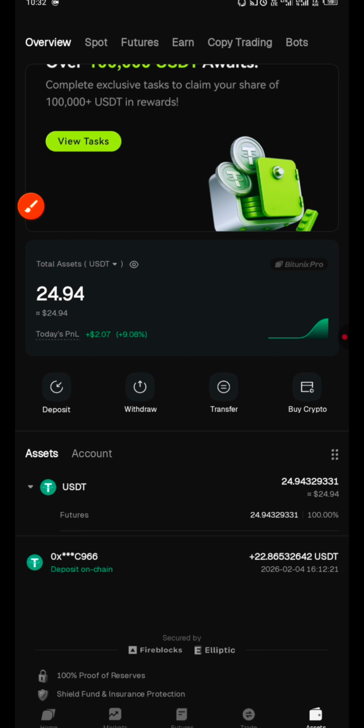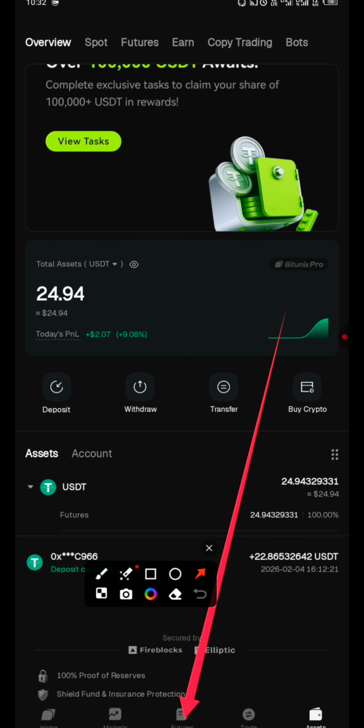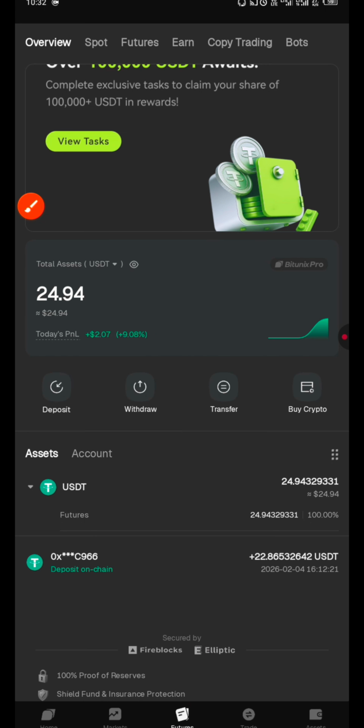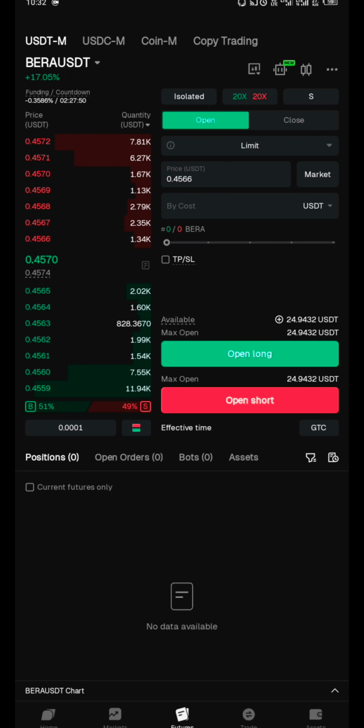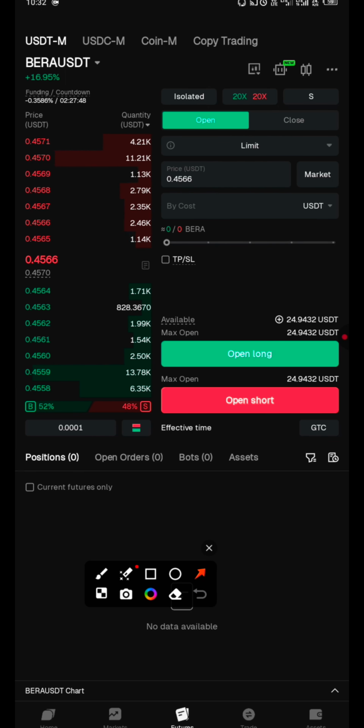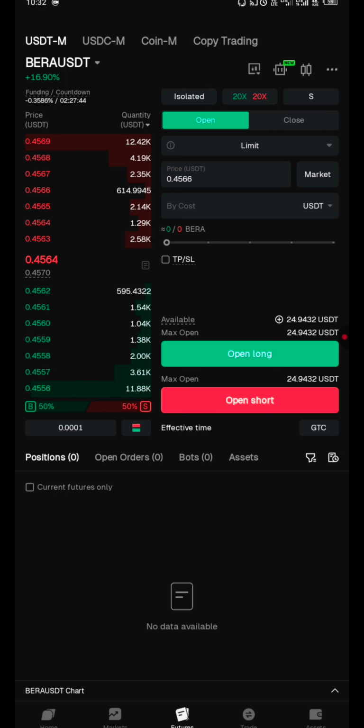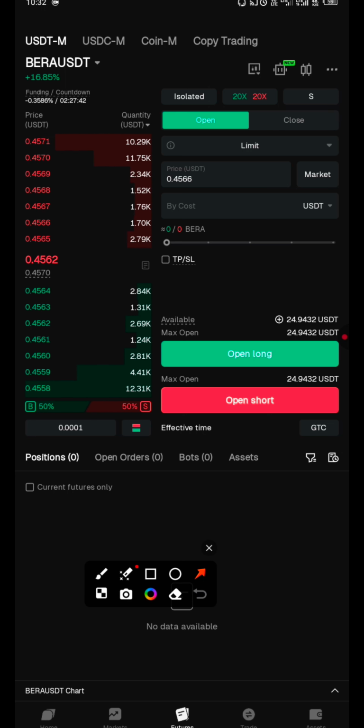When you've done that, the next thing is to click on futures, because this is what we are playing around with. When you tap on futures, there are a couple of things you need to know about this exchange. This Bitunix exchange made everything very easy, as easy as ABC.